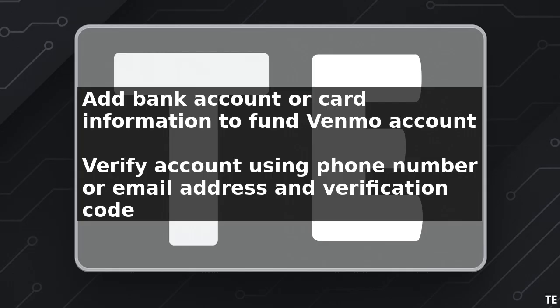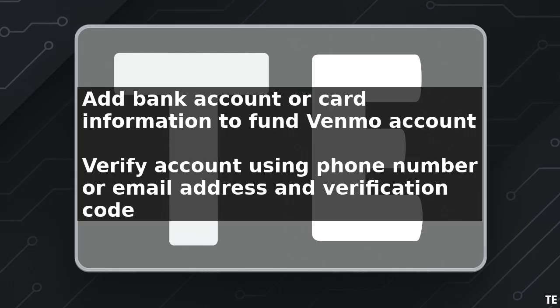To add a bank account, tap Add Bank Account and enter your bank routing and account numbers. You can also add a credit or debit card by tapping Add Card and entering your card information. Once you have added a funding source, you can start sending and receiving money.